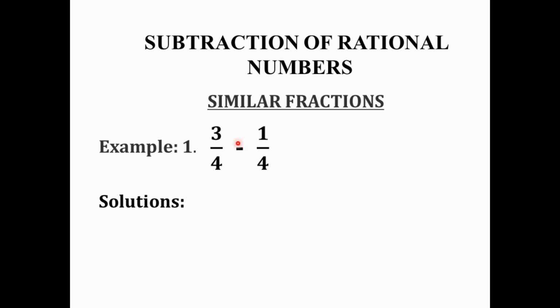Okay, let us first deal with similar fractions. Okay, 3 over 4 minus 1 over 4. So again, the fractions are similar because the denominators are the same. So we can directly subtract the numerator. So alright, so 3 minus 1, then copy the denominator. Then 3 minus 1, that's equal to 2, then copy the denominator.